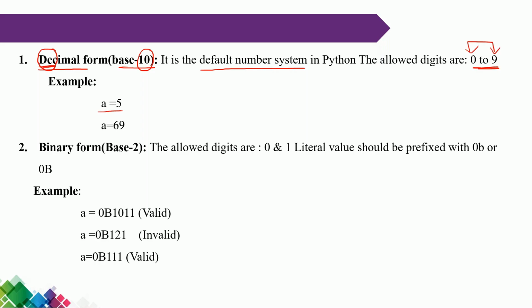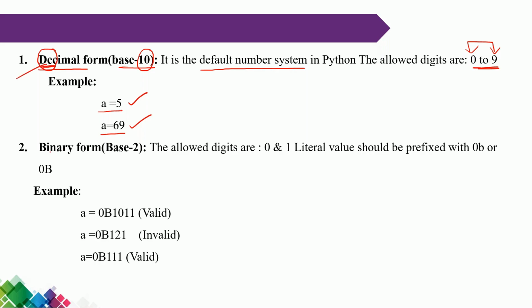Suppose A is equal to 5. This is a decimal number. A is equal to 69. This is a decimal number. Observe here I have not mentioned anything. By default, every number is a decimal number. No need to remember this one.